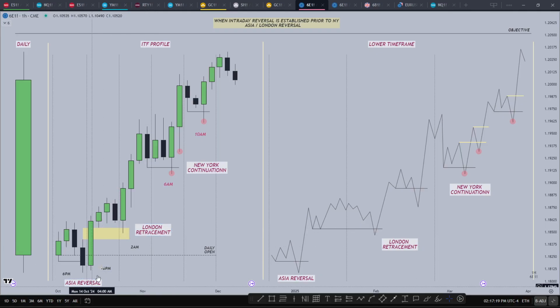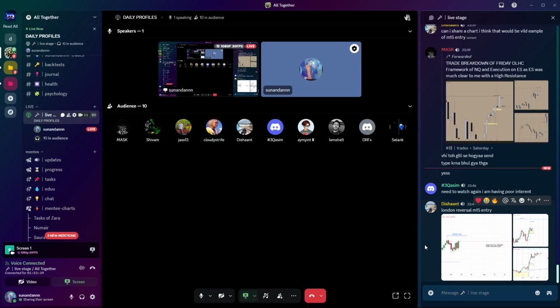But when Asia forms a reversal, you start to seek entries after 8 a.m., M3, M5 time frame. When London forms a reversal, you can seek entries before 8 a.m. M15 should be your lowest time frame. You don't drop below it. You only drop below M15, like M5, M3, only after the 8 a.m. candle starts. Okay, simple.